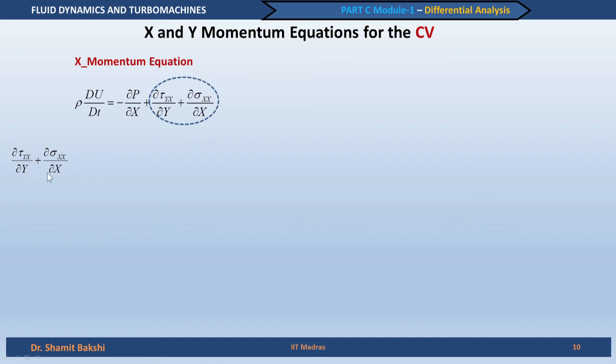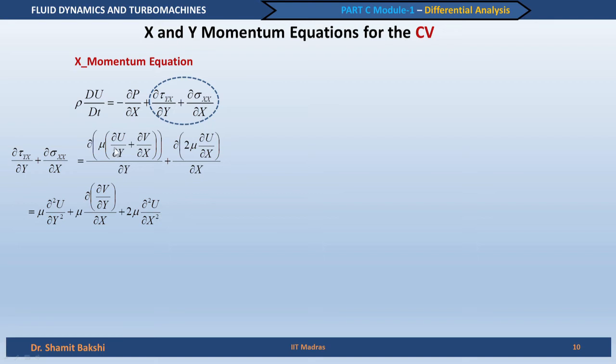So, this term we take up separately and see how it looks. The first term is del del y of tau yx. Tau yx, if you remember, is basically the shear stress due to the rate of angular deformation, given as mu multiplied by the rate of angular deformation, which is mu into del u by del y plus del v by del x. On the other hand, sigma xx, as we derived in the last slide, looks like twice mu del u by del x. Now we can simplify this expression.